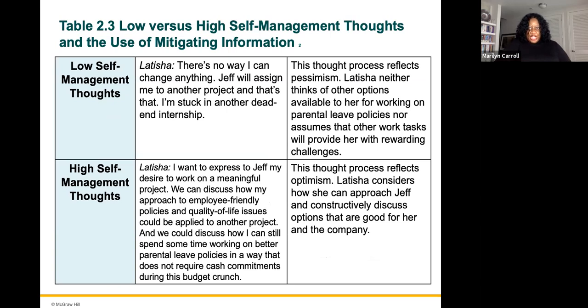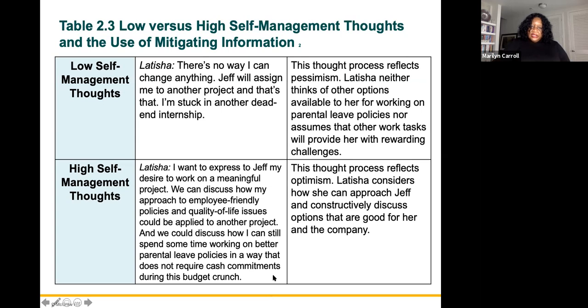Let's try out Letitia. Let's see what's going on. Letitia and her low self-management thoughts. "There's no way I can change anything. Jeff will assign me to another project, and that's that. I'm stuck in another dead-end internship. What am I going to do?" This thought process leaves Letitia neither thinking of other options available to her for working on parental leave policies, nor assuming that other work tasks will provide her with rewarding challenges.